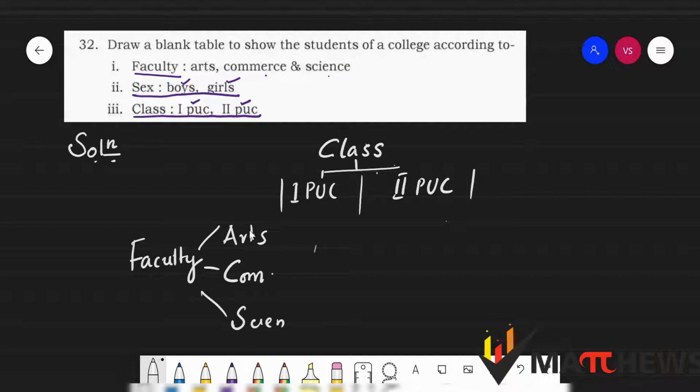If I introduce them in the columns, what will happen is boys will be one column. That means the first PUC column itself is divided again into three sub columns: boys, girls, and total. Likewise, second PUC can also be divided into boys, girls, and total students. Like this we can make it.